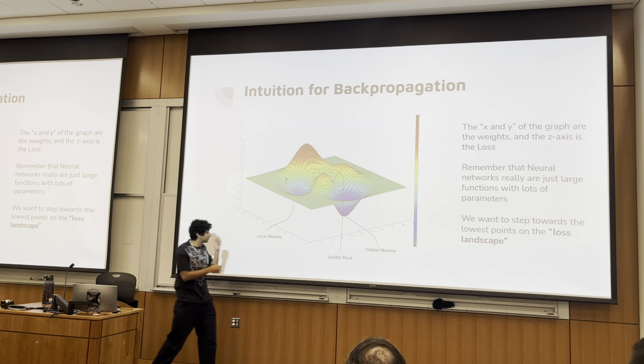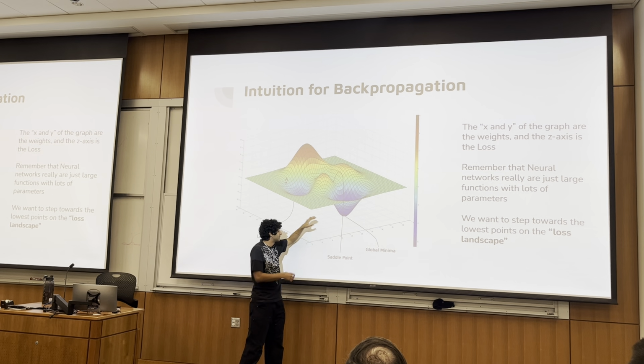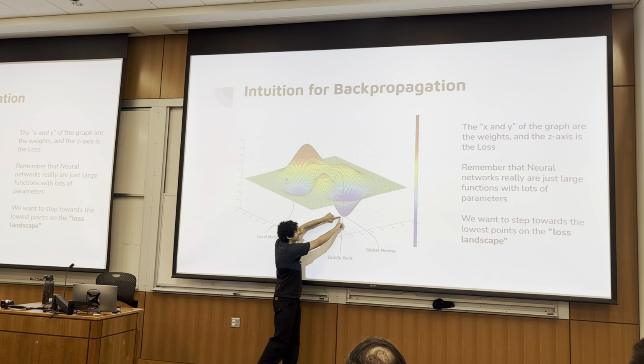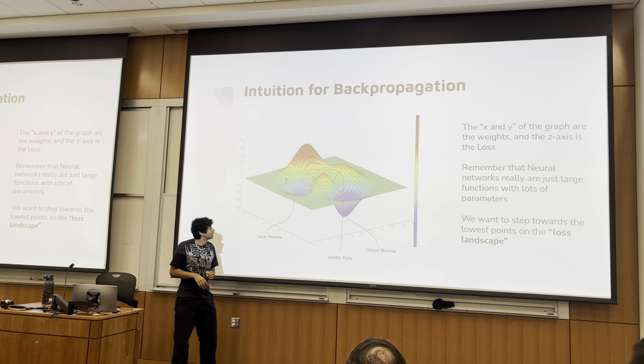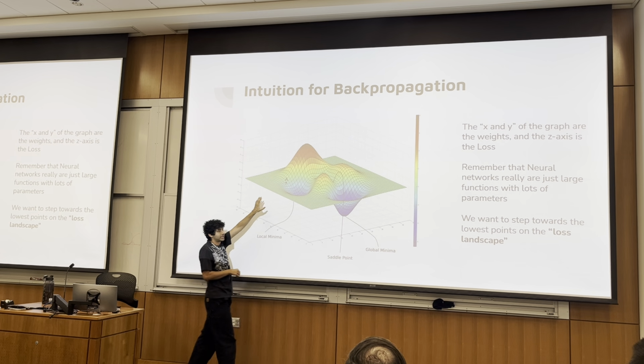Obviously, we want to land here. We want to select the coordinates of the weights that let us get the lowest loss possible. You don't want to end up there at the top, at the red, right? That means you're doing terrible, right?